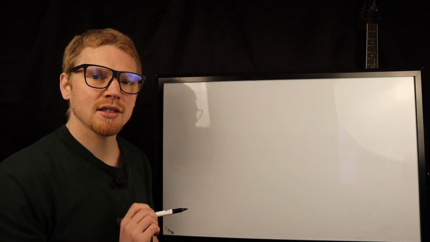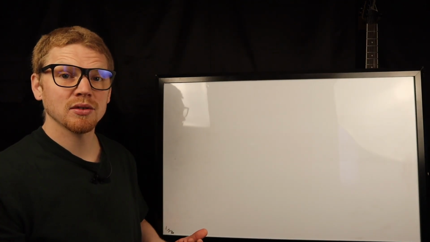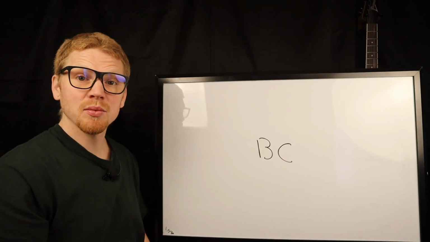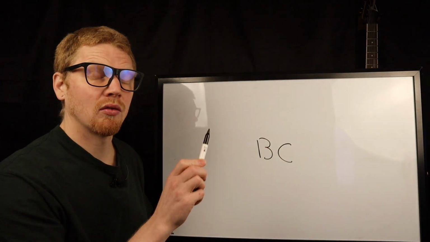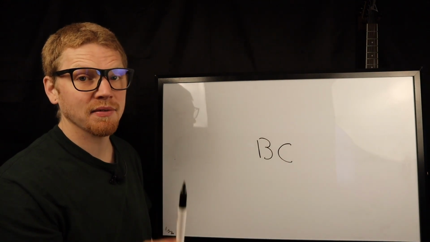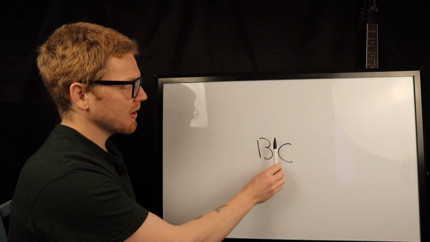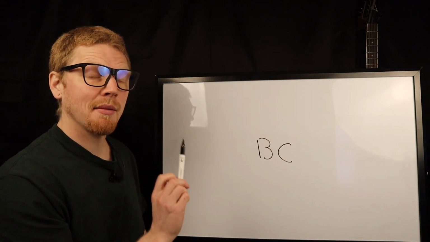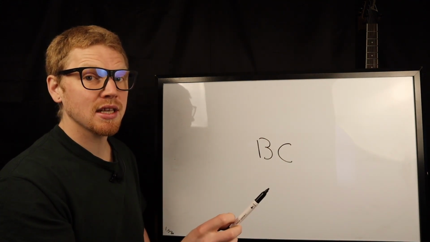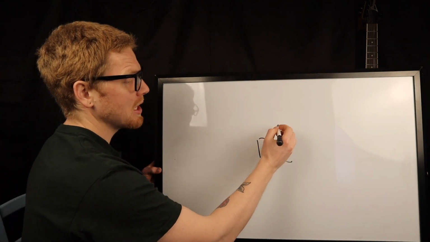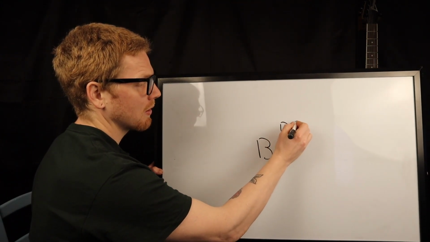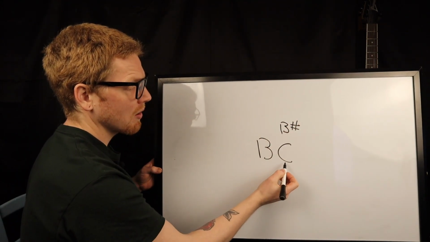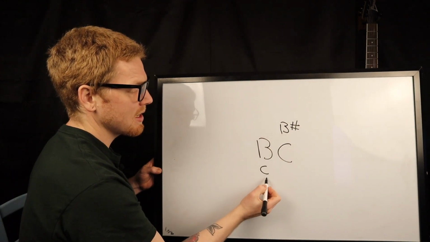Now let's look at something else. How about the notes B and C? As we know, these notes are right next to each other or just a half step away. So there is no gap in between. But sometimes you can still see notes like B sharp, or we could see C flat.